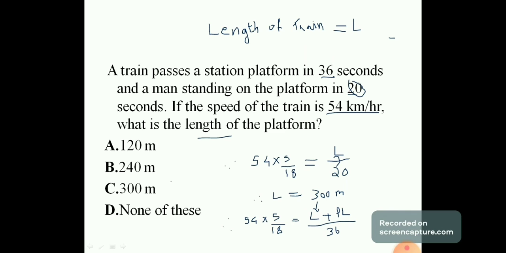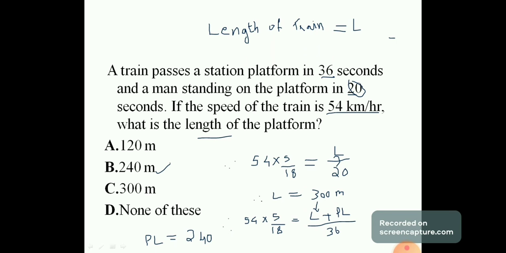So we'll be getting the value of PL, that is 54 into 5 by 18 into 36 minus 300. So we'll be getting platform length 240, right? Solve this to get the value, just 54 into 5 by 18 into 36 minus 300, that is equal to PL, it is 240 we will be getting. Just solve it and get the value. So answer is option B.